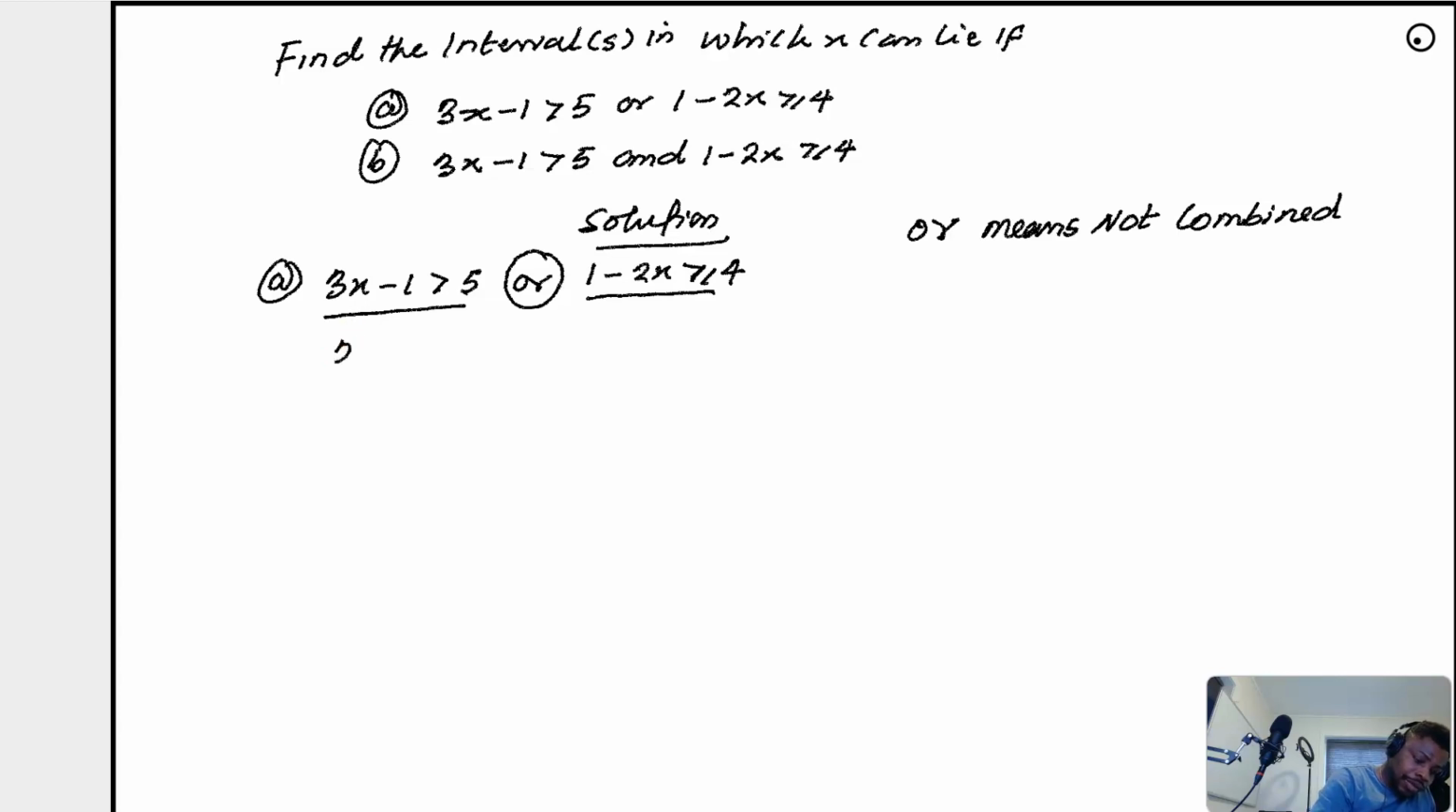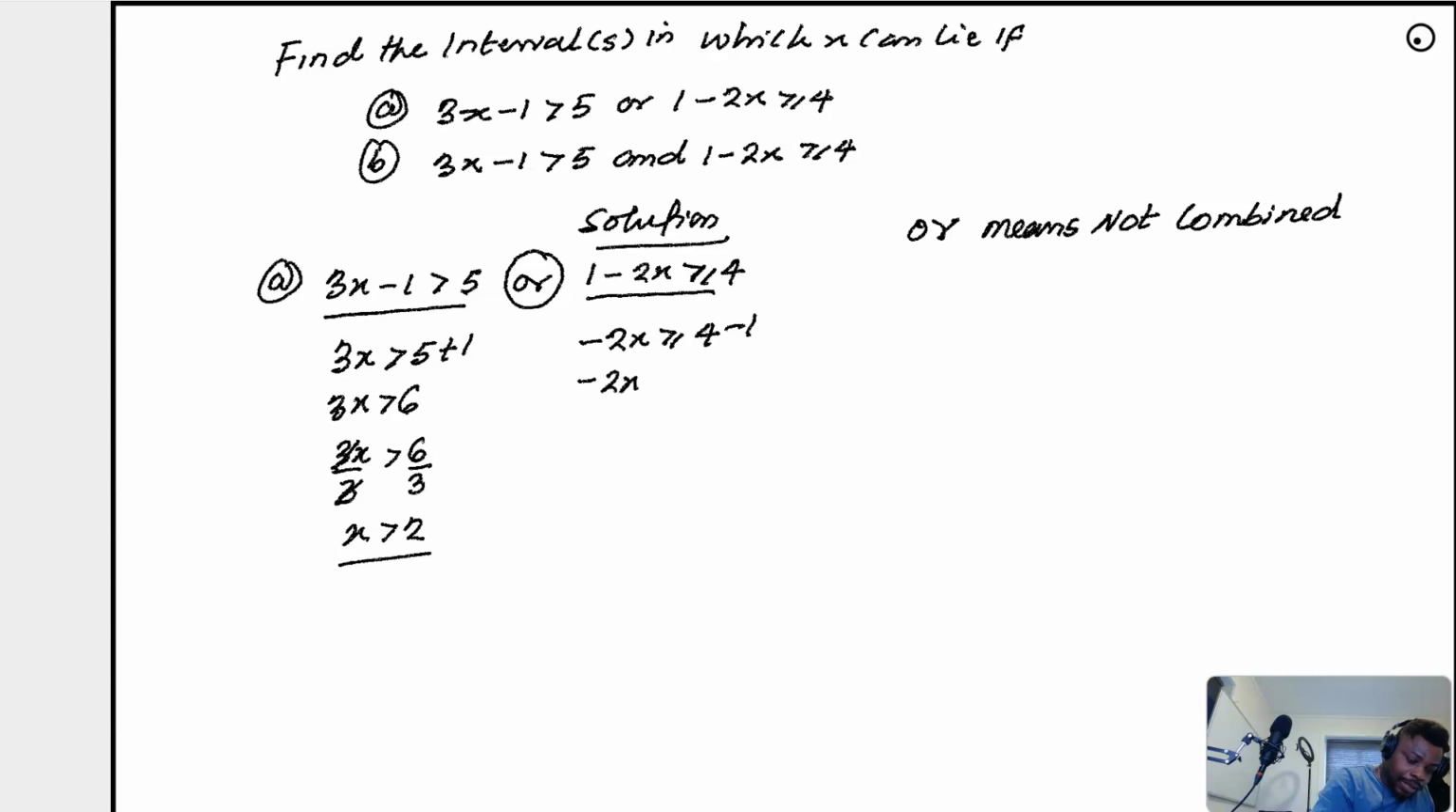So here, if I solve this one, 3x greater than 5 plus 1, 3x greater than 6. So divide through by positive 3, which means that the inequality sign remains the same. This is x is greater than 2. Here, this is minus 2x greater than or equals to 4 minus 1. Minus 2x is greater or equals to 3. Divide through by negative 2, which simply means the inequality sign will change. So x here is less or equals to minus 1.5.